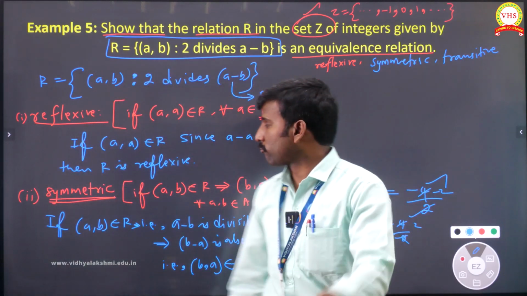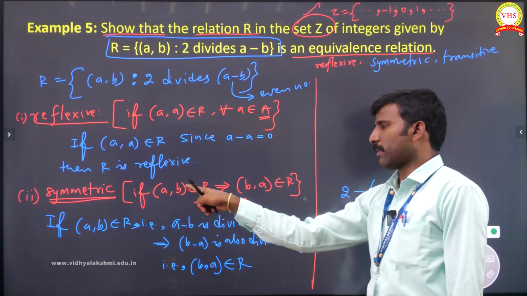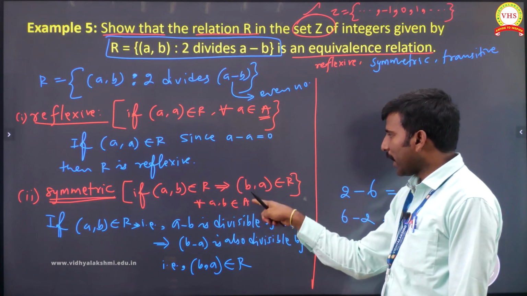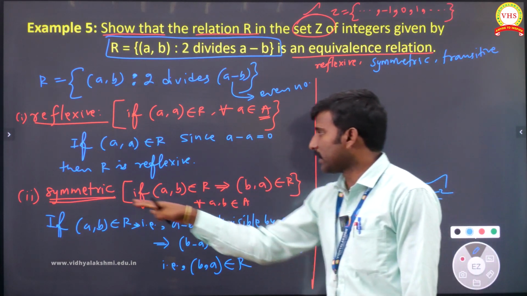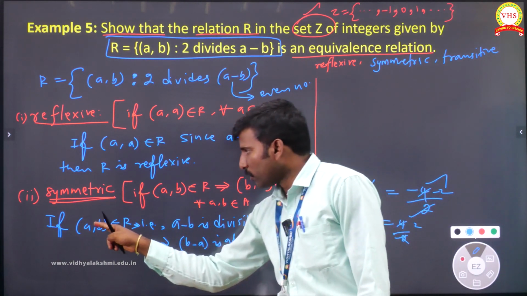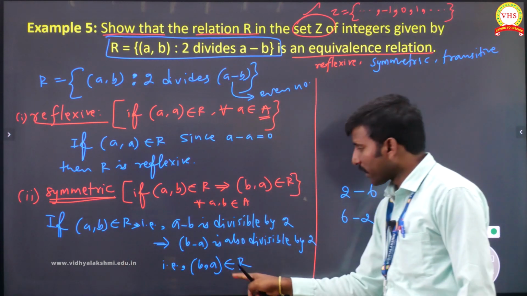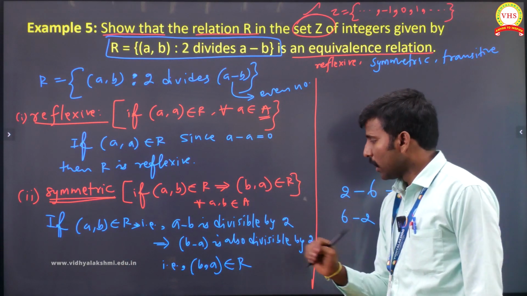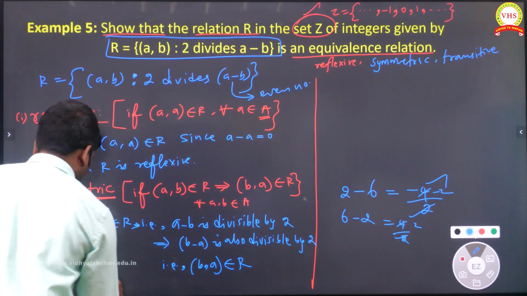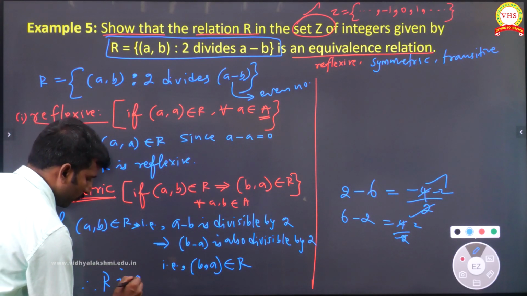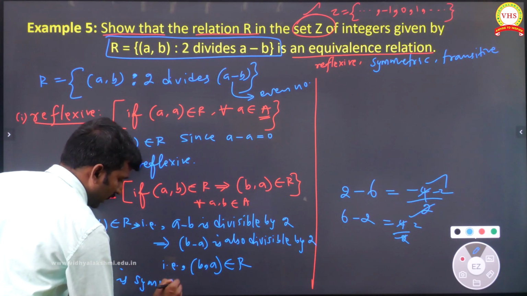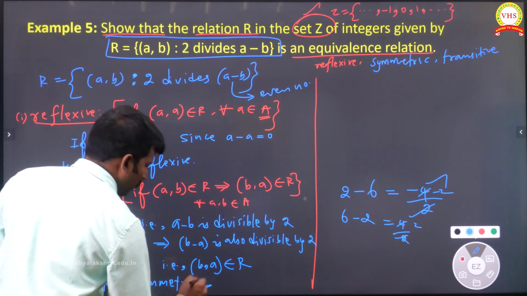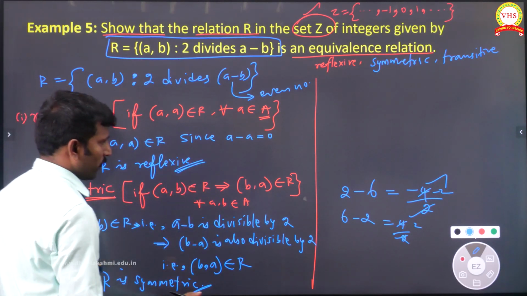So what is the actual formula? a comma b belongs to R. If the output we get is b comma a belongs to R, then we can say it's symmetric. So I assumed a comma b belongs to R. What is my output? b comma a belongs to R. So what can you say here? Therefore R is symmetric, you can say. Okay, one we have done. Sorry, two things we have done.